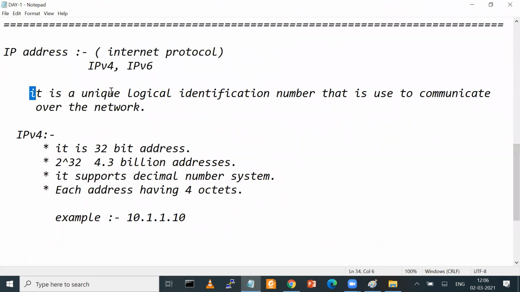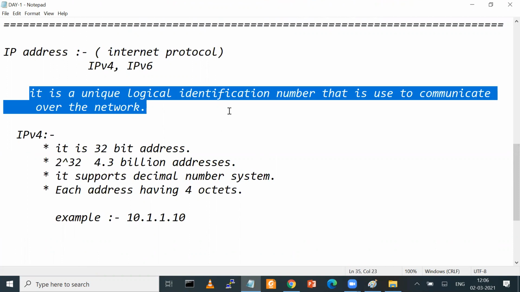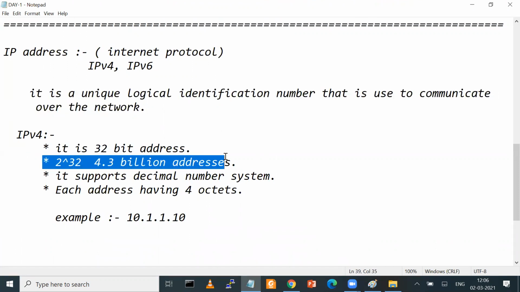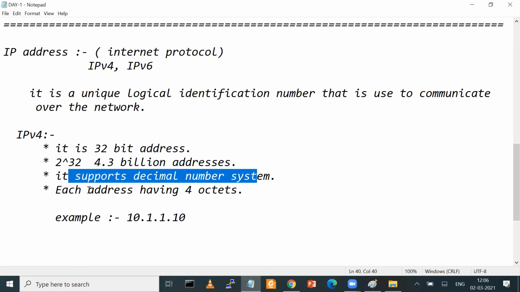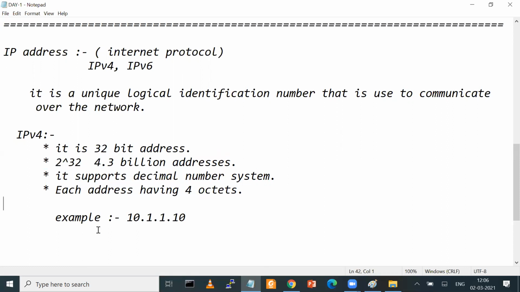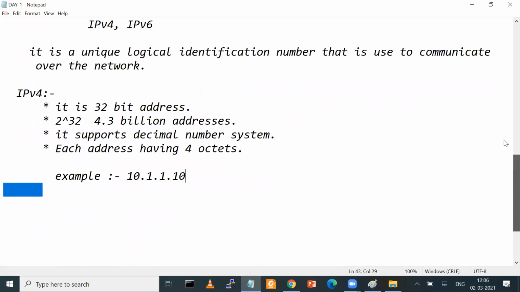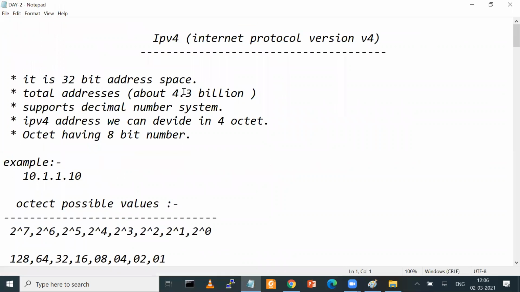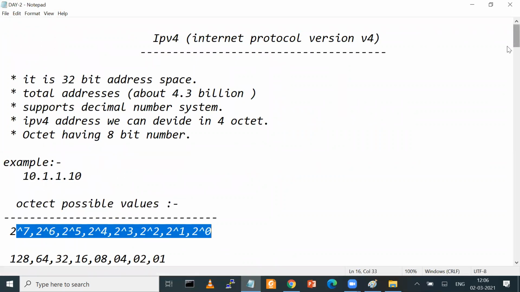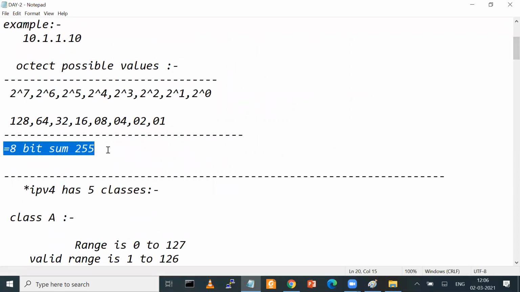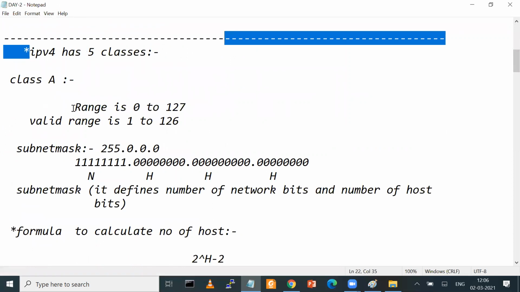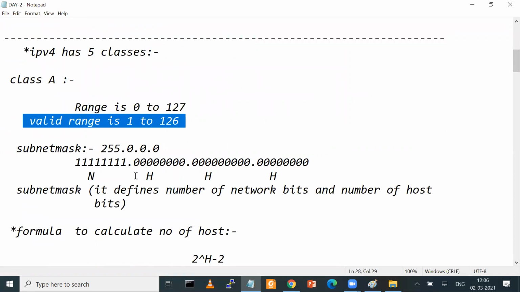IPv4 is a unique logical identification number that is used to communicate over the network. It is a 32-bit address, 4.3 billion addresses total. It supports the decimal number system, with 4 octets. For example, 10.1.1.0. Octet possible values are 128, 64, 32, 16, 8, 4, 2, 1. The 8-bit sum is 255. IPv4 has 5 classes: A, B, C. The range is this, the valid range is this.